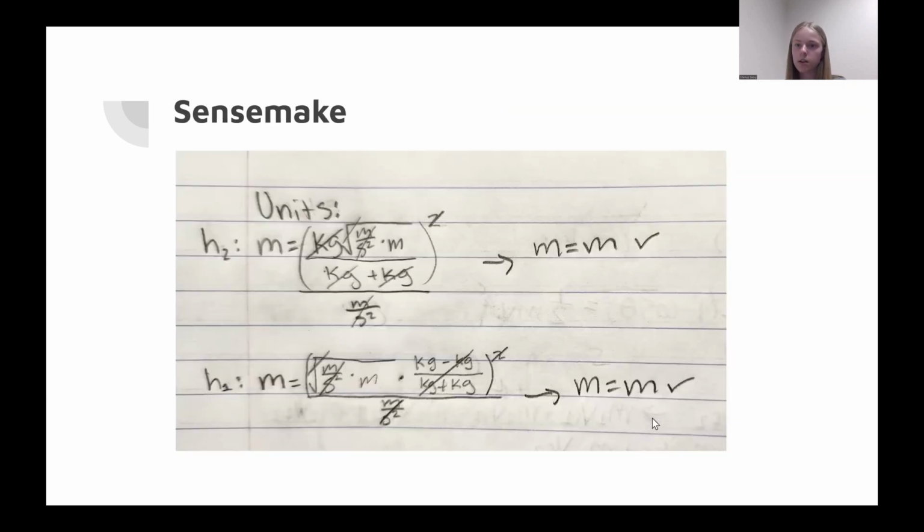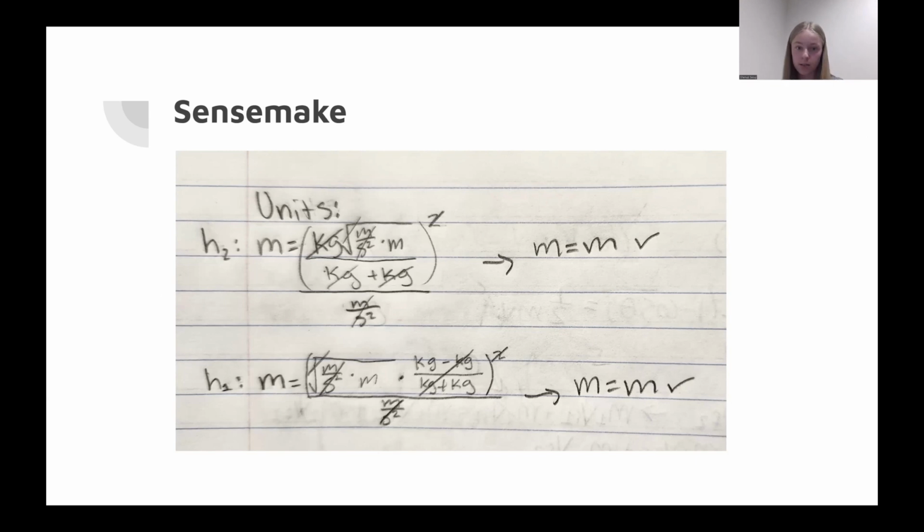And then, to start off our sense check, we did units. And so we know that H needs to be in meters. And so for both our masses, those are both kilograms, and gravity is meters per second squared.